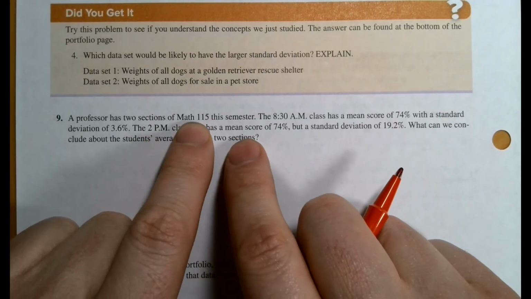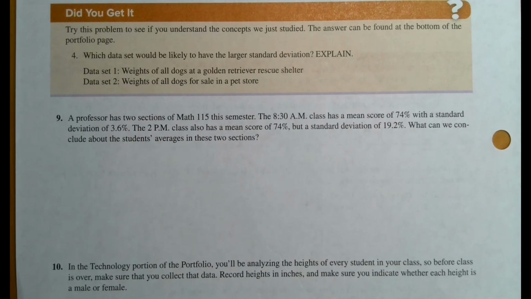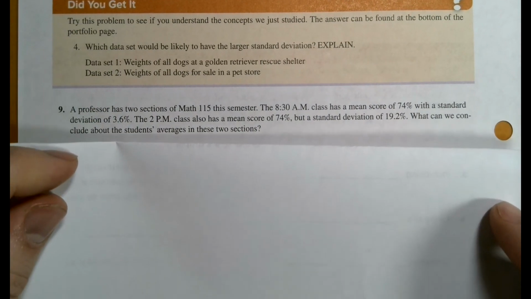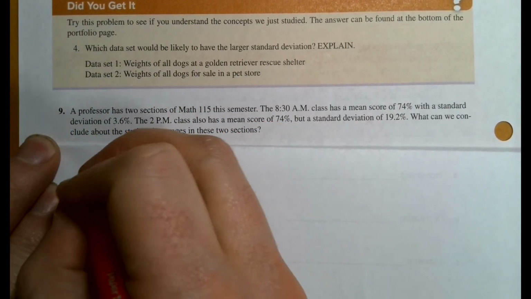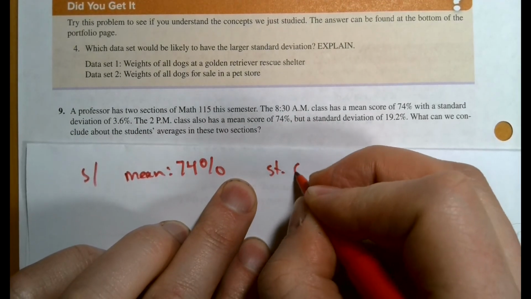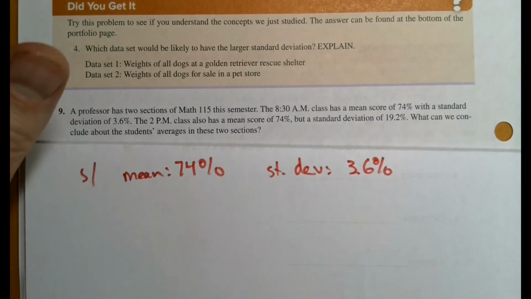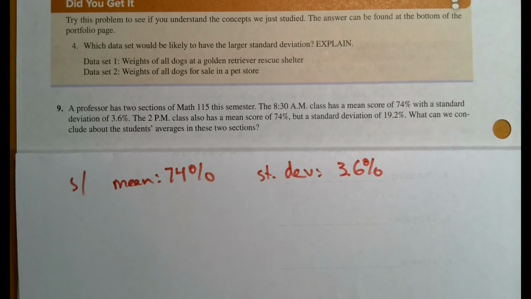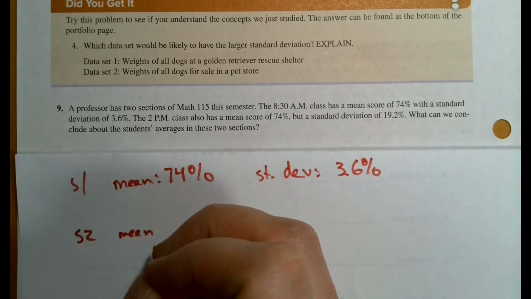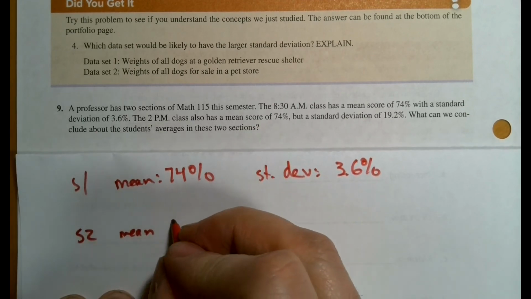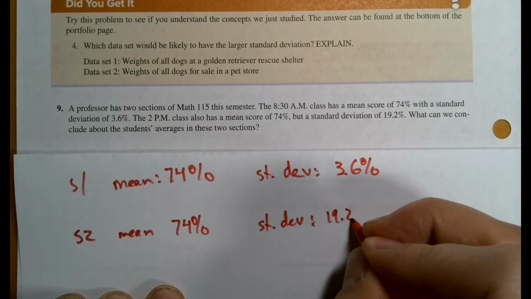A professor has 2 sections of a math course. I'm going to write these things down so we don't have to pull them out of the paragraph. One section had a mean of 74%. We'll call that section 1. And a standard deviation of 3.6% in terms of their ending class score. The other class, section 2, which met at 2 p.m. versus the 8 a.m. class, had a mean of 74%. And look at this, a standard deviation of 19.2%.